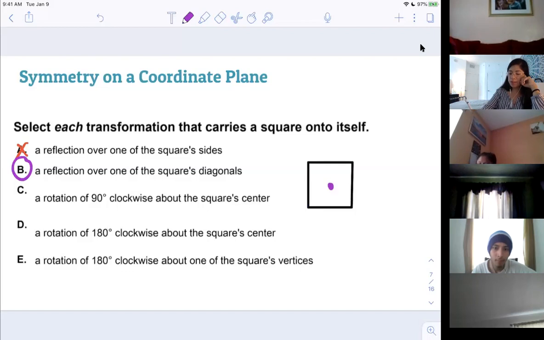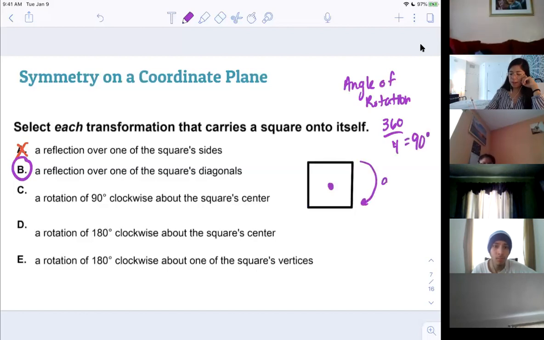Okay. What's the angle of rotation for a square? Oh, wait, it is 90. Right. 90. 360 divided by 4 gives you 90. So if I go 90 degrees this way, I'm going to line up with myself. So yes, 90 degrees, definitely yes.